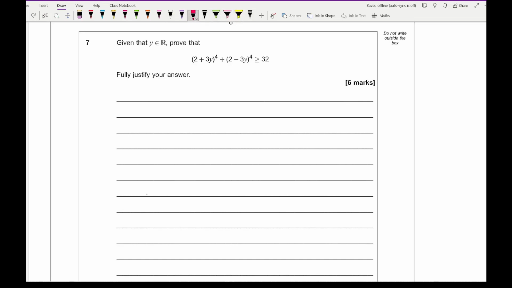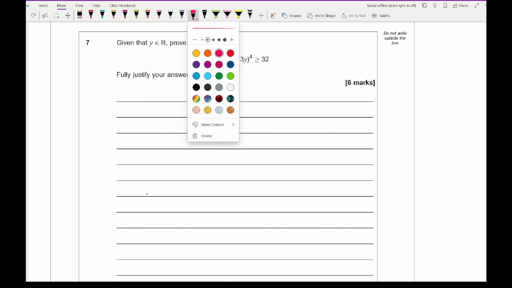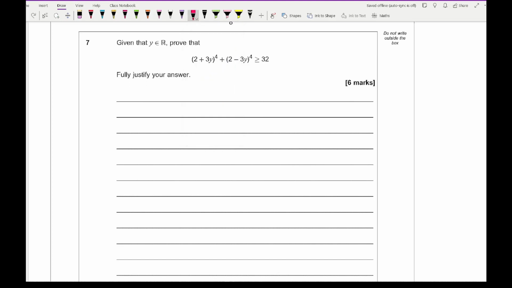Now, just to make the working out a little bit clearer, I'm just going to thin the pen so we can actually see what we're doing. So first things first, let's expand this out. So we've got (2 plus 3y) to the power of 4.